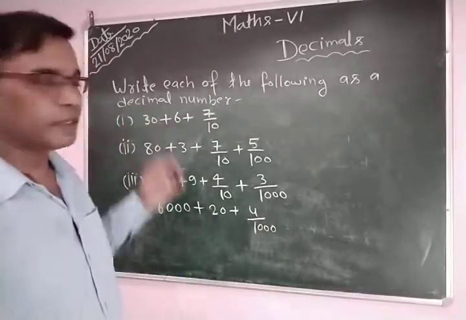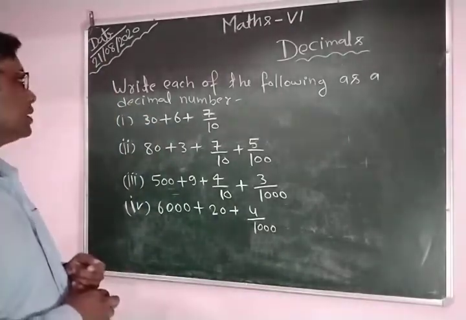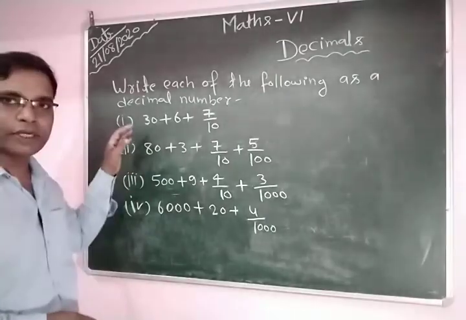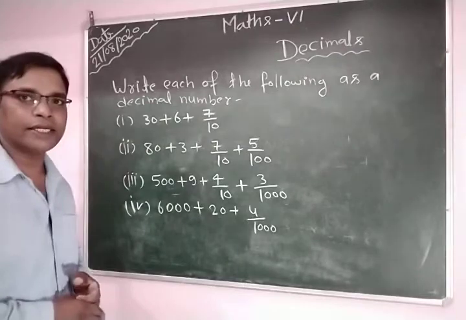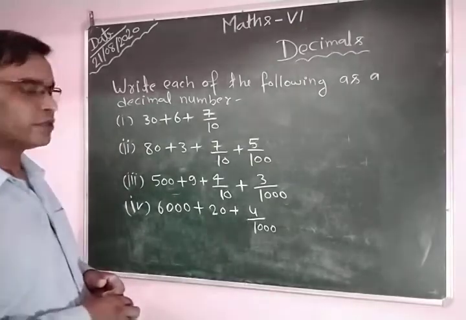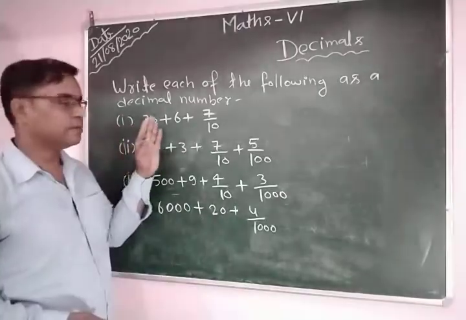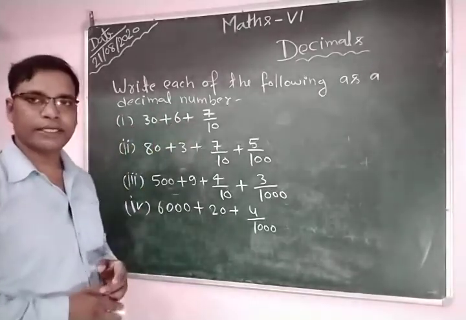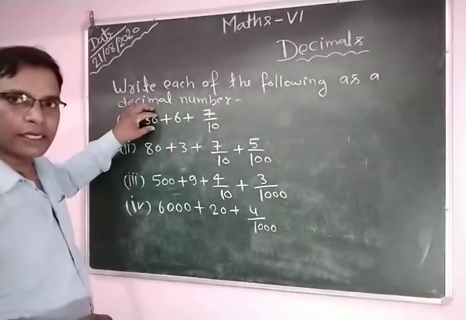Students, this is the next example. It says write each of the following as a decimal number. Okay, here you can see the expanded form is given, and we need to write it in decimal form. Okay, so here you can see this is 30 plus 6 plus 7 by 10. This 30 means that this is the tens place.